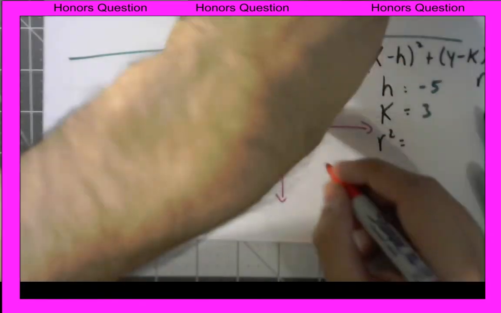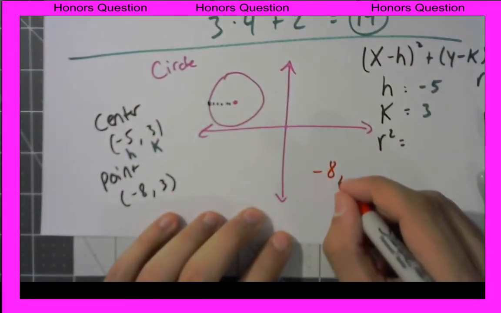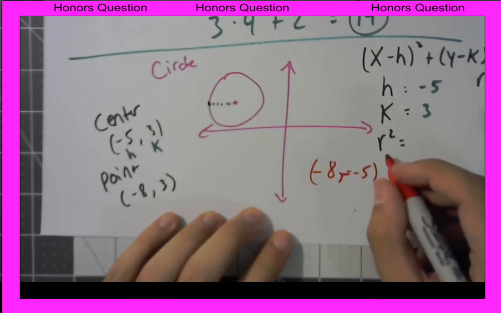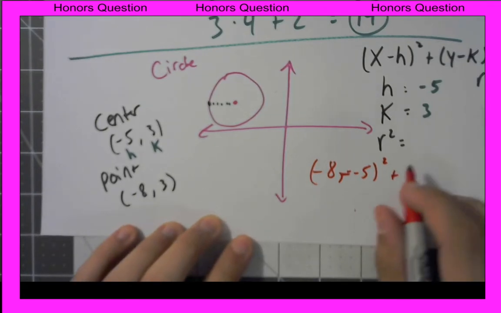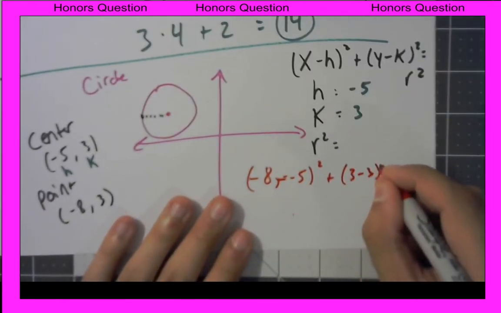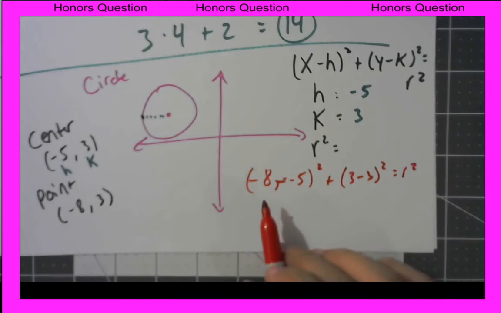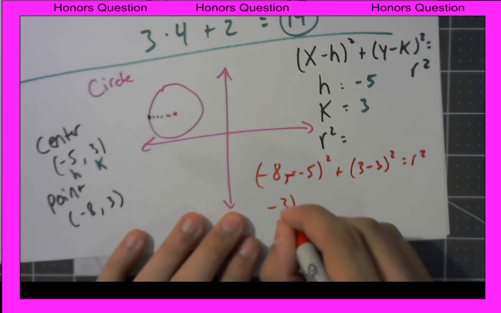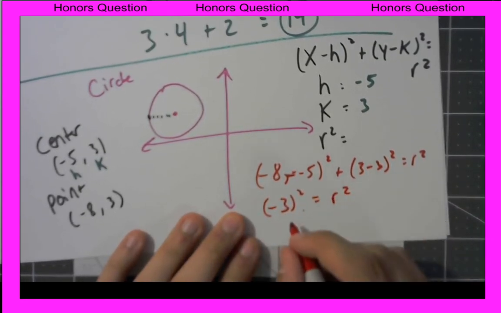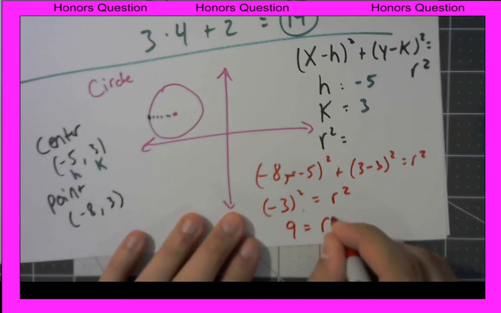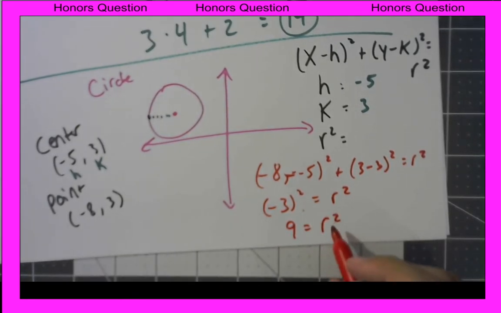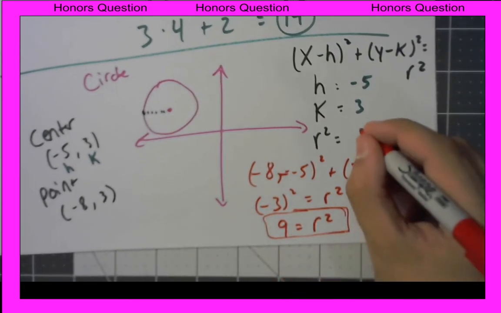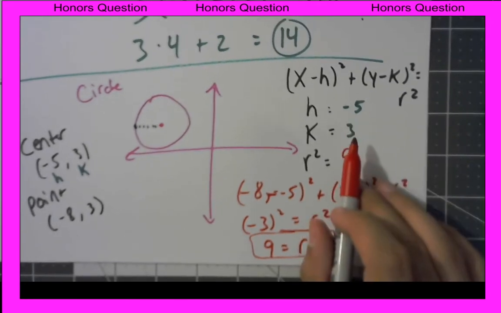So my x is going to be -8, comma, minus -5 squared plus 3 minus 3 squared equals r squared. -8 minus -5 is going to be -3. And I get 9 equals r squared. So I don't really care that r is 3. I just care that r squared is 9, because now I have every piece I need to make my equation.